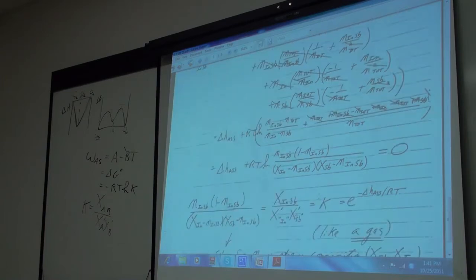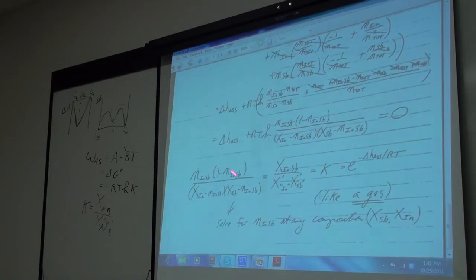And when you work it all out, you end up with what you had before. You have an equilibrium constant, which is the mole fraction of complexes over the mole fractions of the unassociated indium and antimony, which is e to the minus delta H. So it's like a gas.